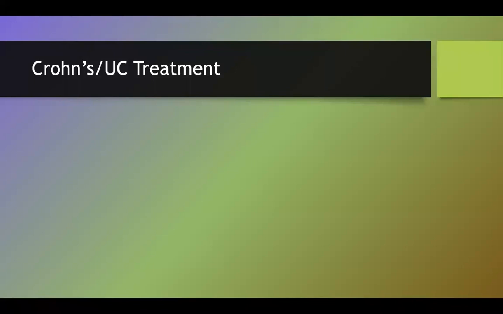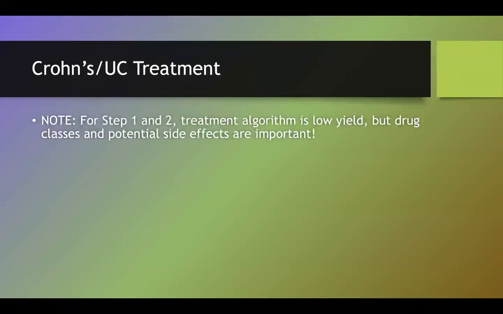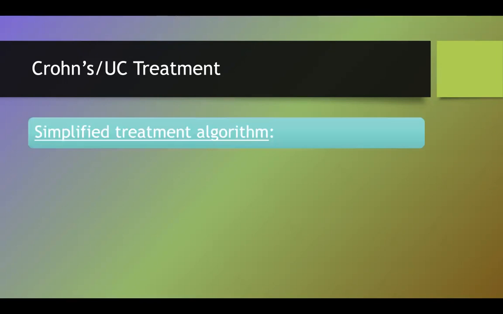For treatment of Crohn's and UC, you do not need to know the treatment algorithm. All you need to know is some of the side effects, and it's nice to at least have been exposed to some of these drugs because they will sometimes be like, "Hey, somebody has Crohn's. What do you treat them with?" And they'll just give you one of these drugs. So you don't need to know this entire algorithm, but it's good to know some stuff.